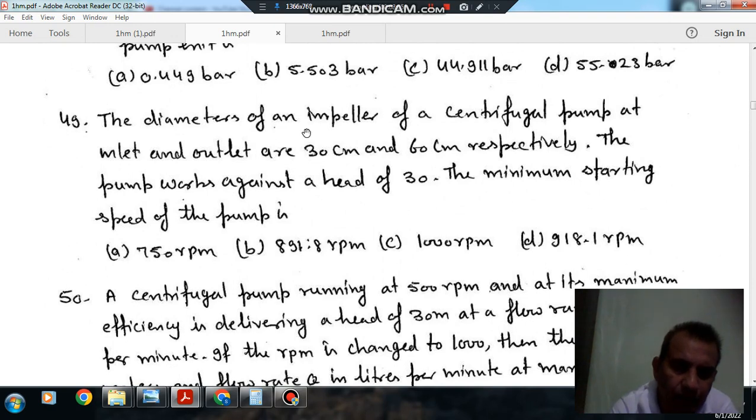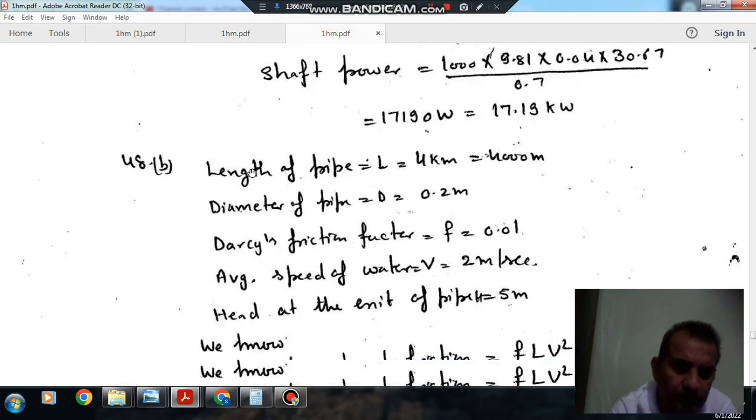Next, the diameter of an impeller of a centrifugal pump at inlet and outlet are 30 cm and 60 cm respectively. The pump works against a head of 30, and the minimum starting speed of the pump is option A 750 rpm, option B 891.8 rpm, option C 1000 rpm, and option D 918.1 rpm.